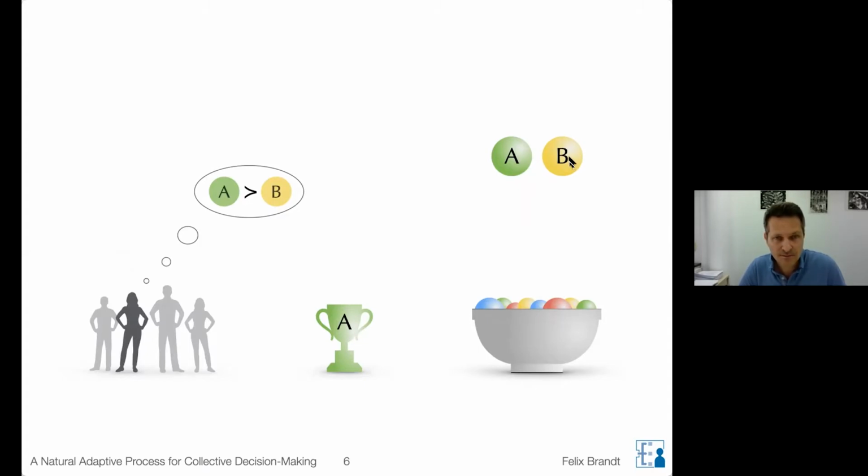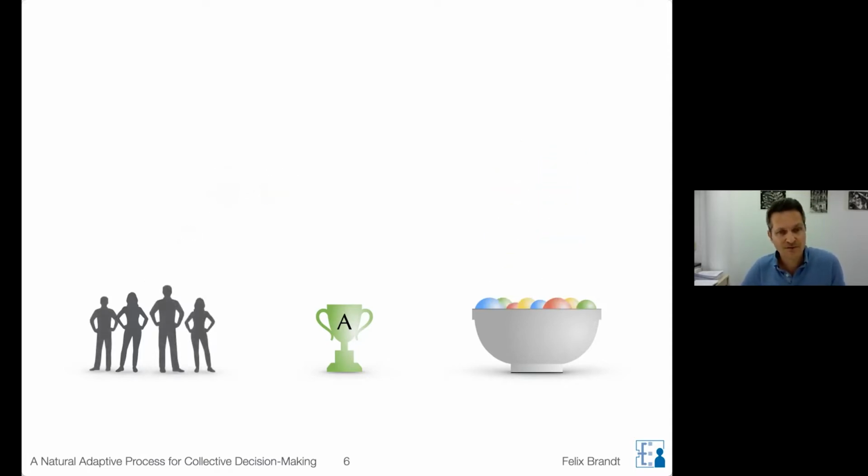So this yellow ball here will be recolored as a green ball because the green ball won against the yellow ball. And then both of these balls are put back into the urn. And this describes one round of this process. And we keep on doing this.